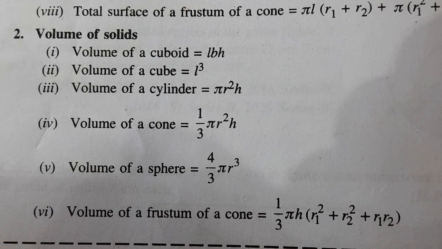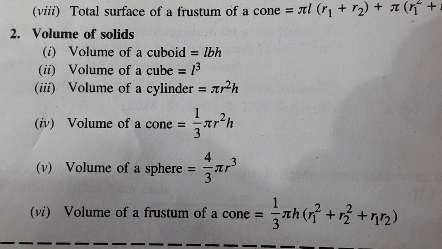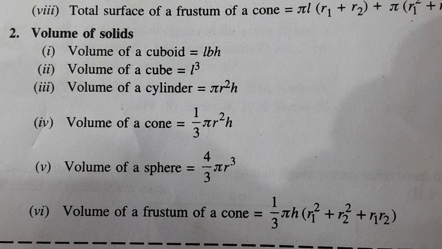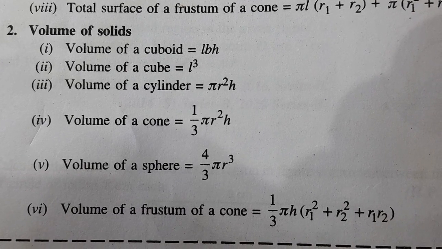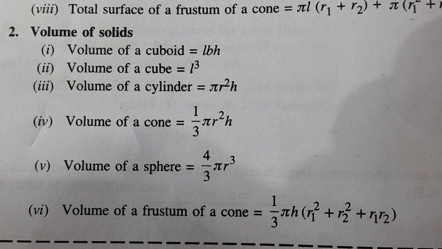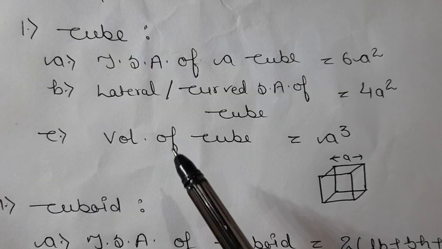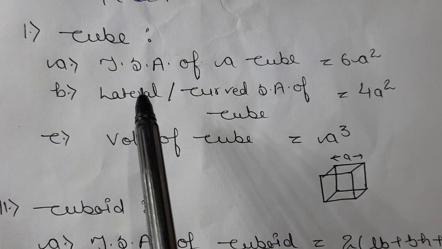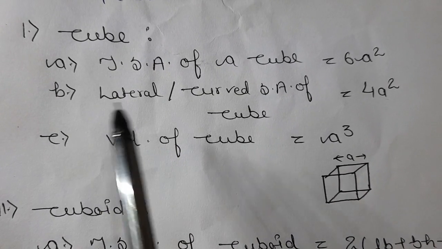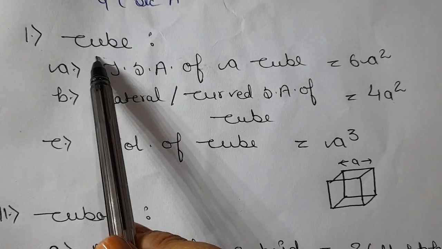The sixth one is volume of a frustum of a cone, that is 1 by 3 pi R1 square plus R2 square plus R1 R2 into H. Now, I had written all the formulas according to the shape. The first shape is, that is cube.